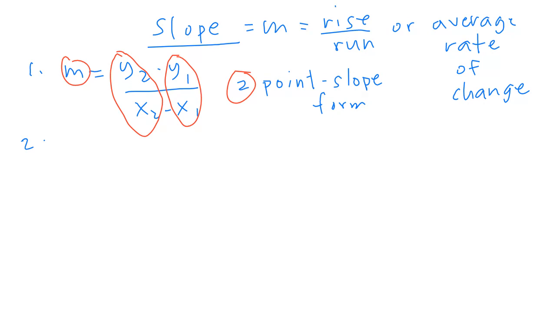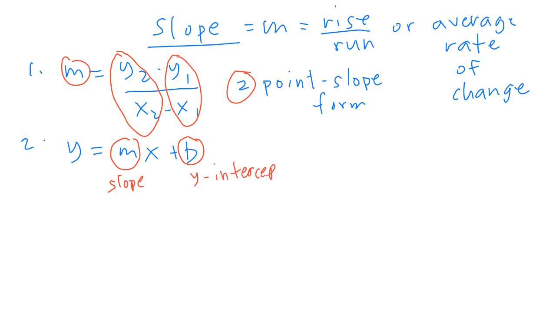The second formula, it's y is equal to mx plus b. So we know already, we used this already. The m here is our slope, and the b here, it's the y-intercept. So the name for this formula is slope-intercept form. So that's the name of the formula.